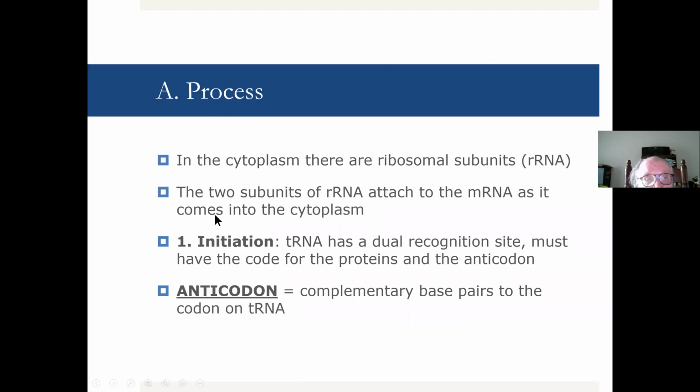There is a ribosomal subunit, two segments attached. The tRNA has a dual recognition site: it must have a code for the protein, the anticodon. The anticodon is the complementary base pair of the codon on the tRNA. So the tRNA has the anticodon, messenger RNA has the codon, and the DNA has the triplet.